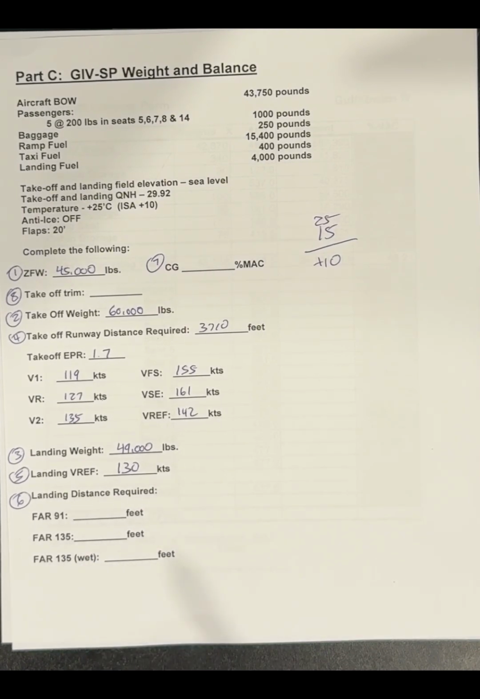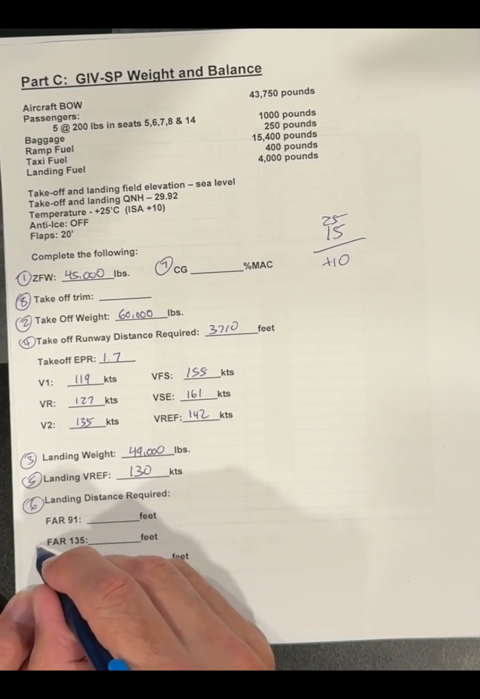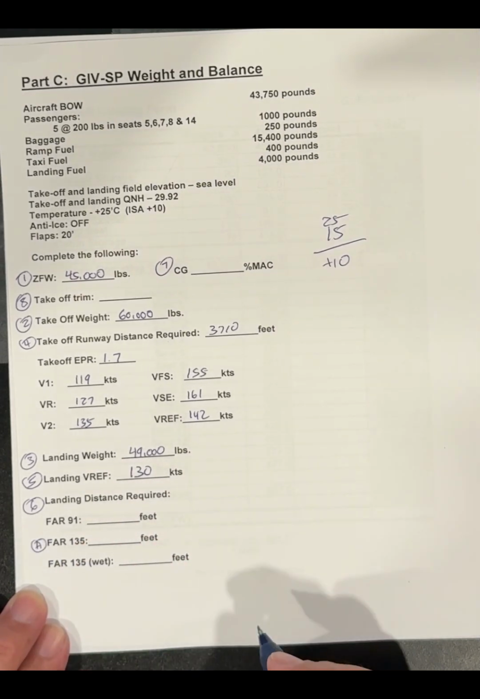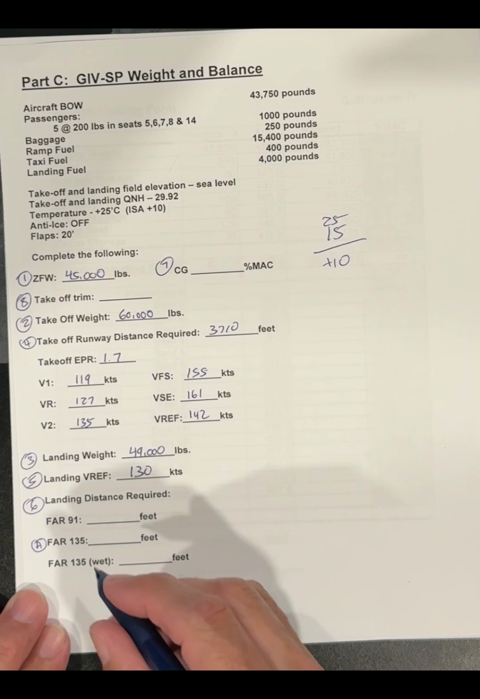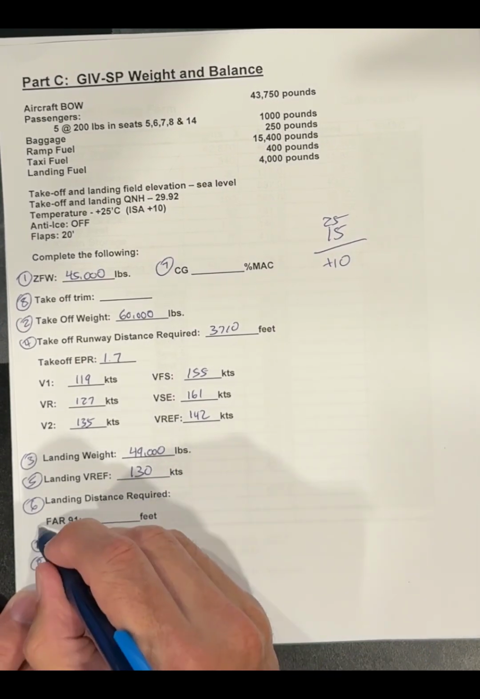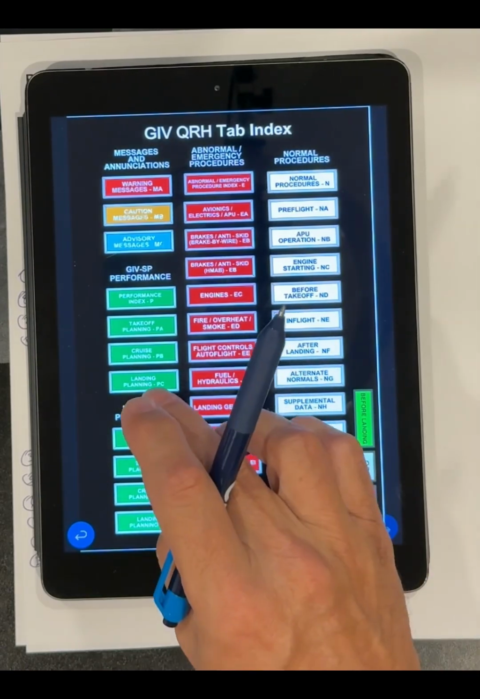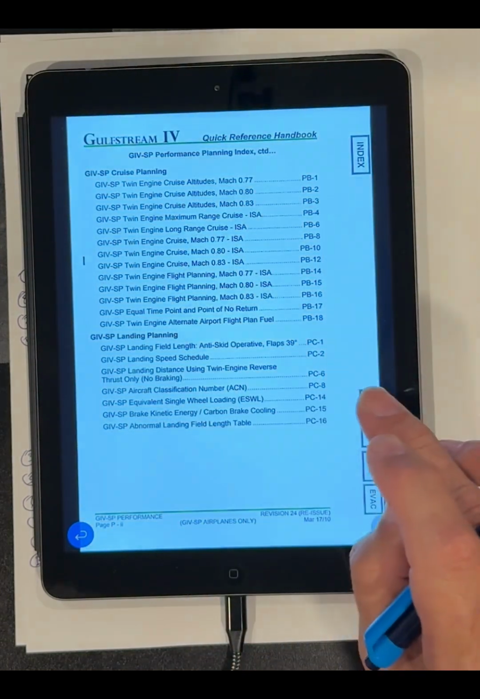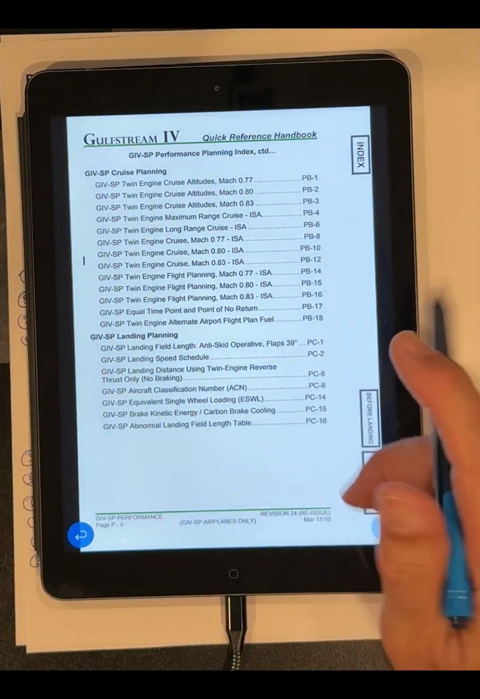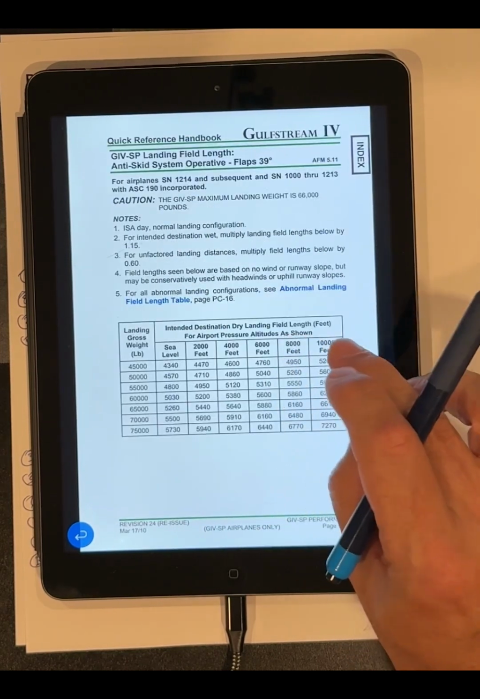Number 6 is the landing distance required. So first thing we want to find out is the 135 number. So it's a little backwards. What I want you to do with number 6 is put the letter A here, the letter B here, and the letter C here. So we're going to go A, B, and C. The chart we're going to use is landing planning, PC1, landing field length. We were already here. So PC1 shows us this.